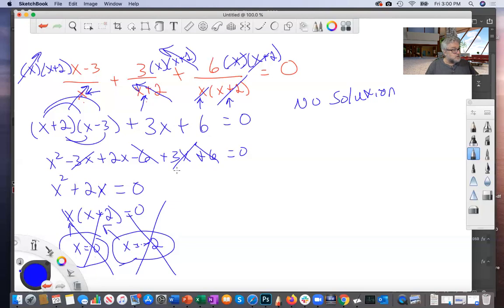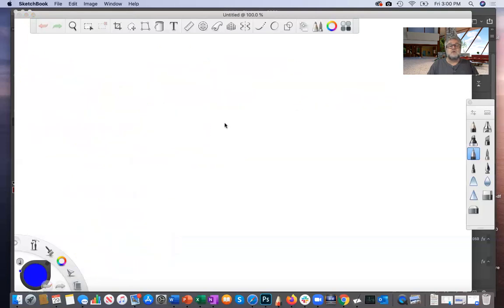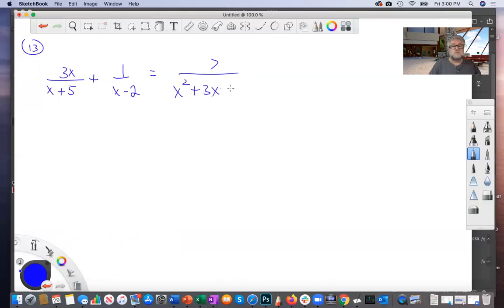It's very typical. Oh, here's one that looks exceedingly ugly that I'm not going to solve for you because it'll probably be on your homework. But this is number 13. So this is 3x over x plus 5 plus 1 over x minus 2 equals 7 over x squared plus 3x minus 10. And you look at this and you go, holy crap, how am I going to do this? Look at this big old dude down here. What do you suppose the factors of this are?